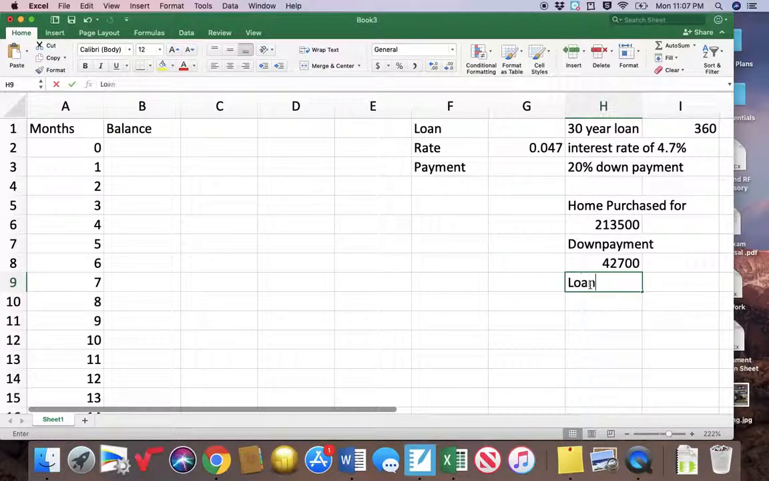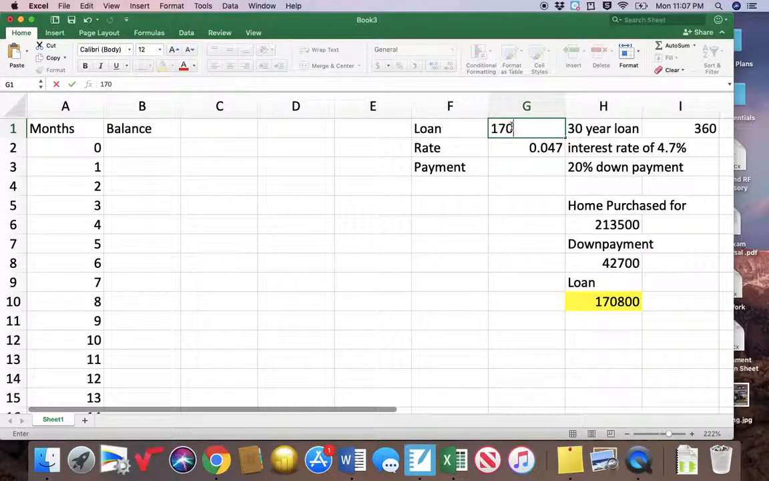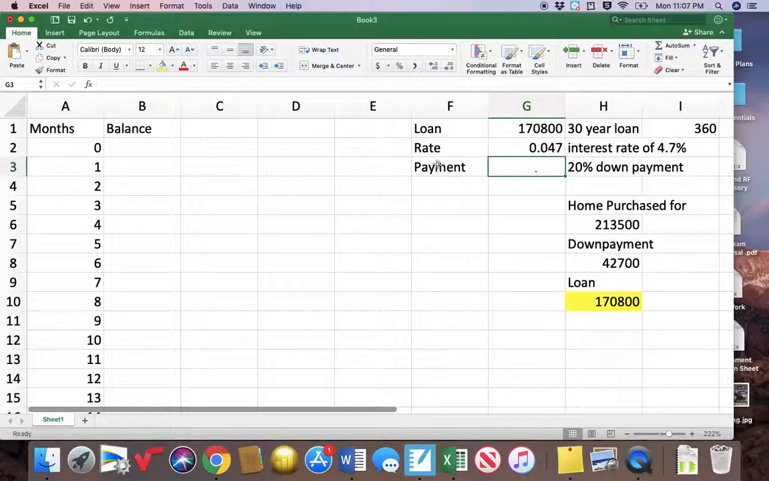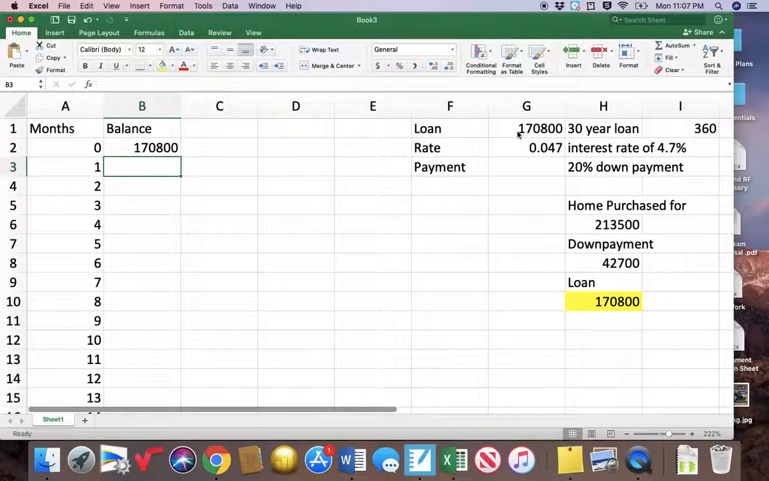So therefore, the loan amount is going to be equal to what he's purchasing the home for minus his down payment. So this loan amount of $170,800, that's the loan he's taking from the bank. That's the extra that he can't pay for that he has to borrow. So that's going to be the balance after 0 months, and make sure I have this equal to my loan amount, which is in cell G1 for me.